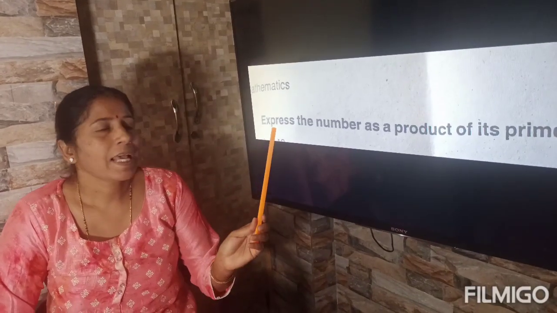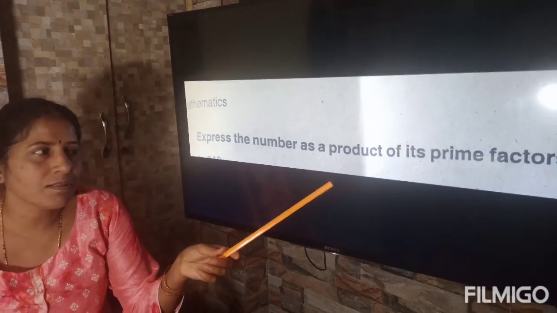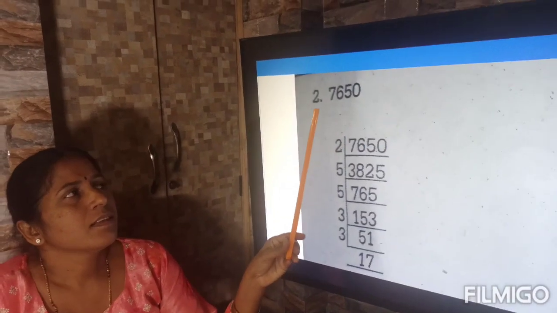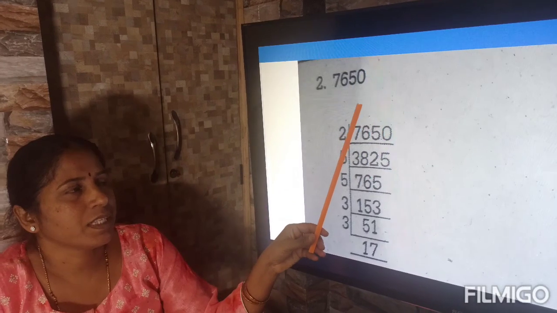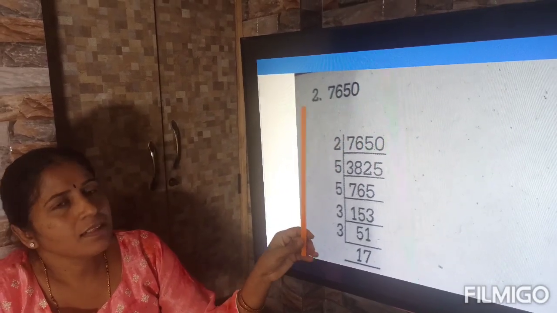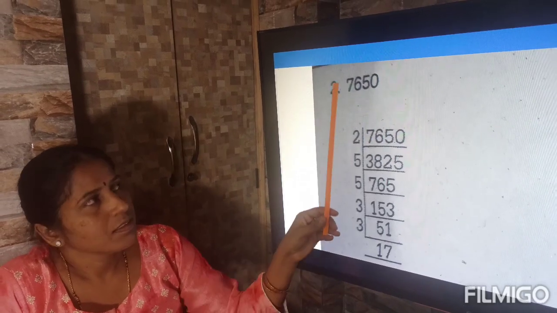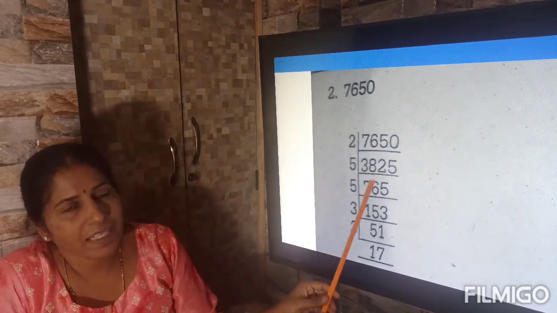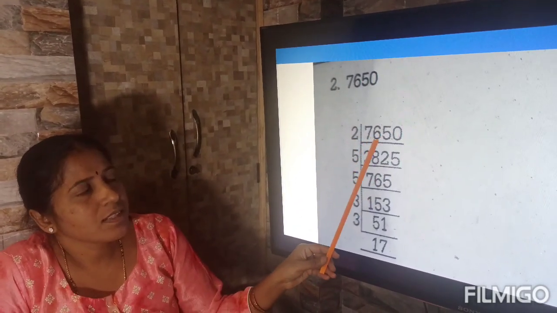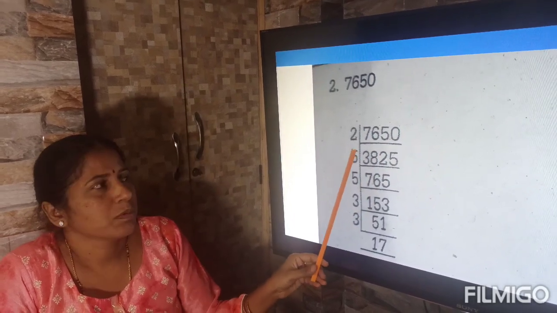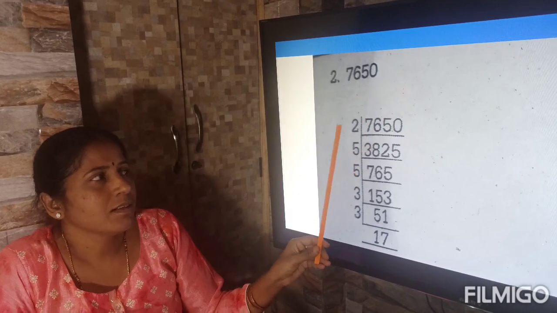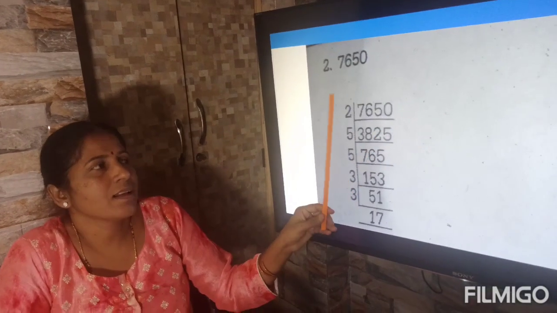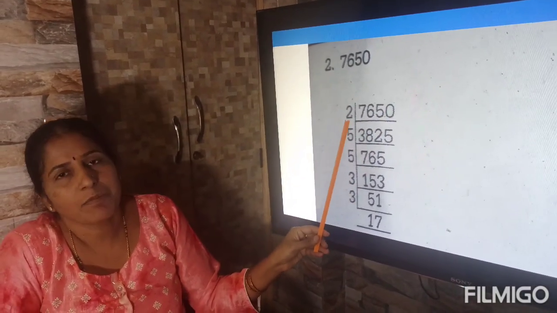Next, we'll express the number as a product of its prime factors. The given number is 7650. To write the prime factors of the given number, I have to factorize this. 7650 divided by 2. Any even number, start by dividing by 2. If the last digit is 0 or an even number, it is divided by 2.